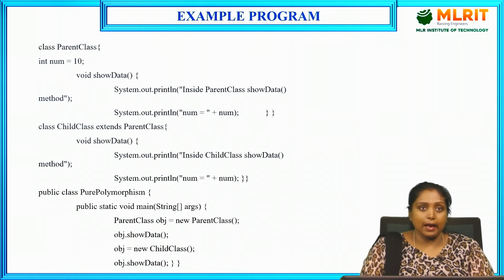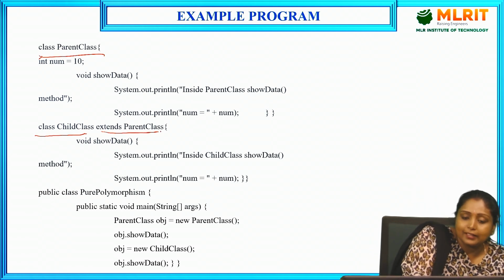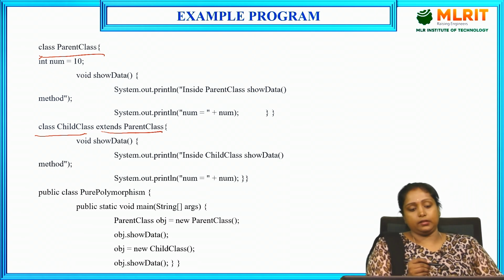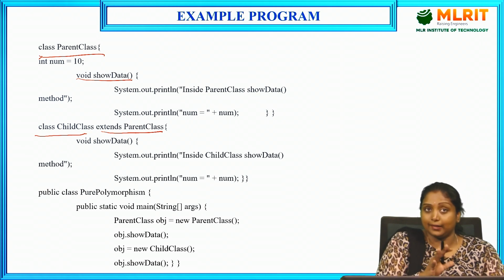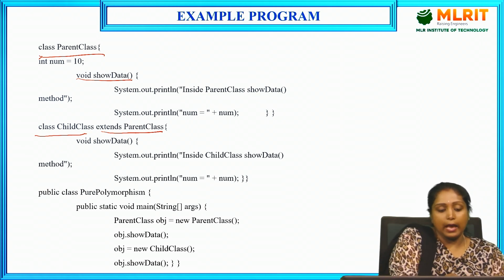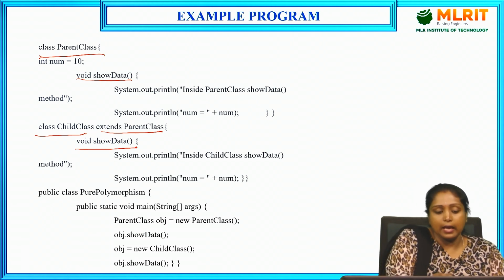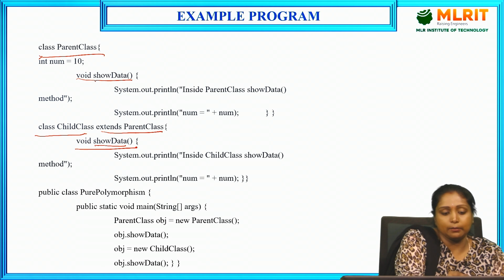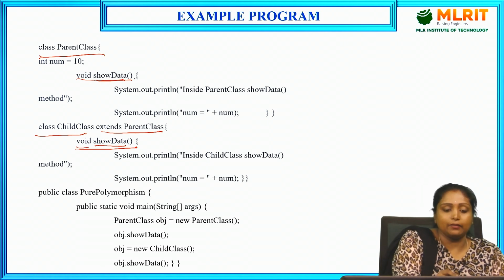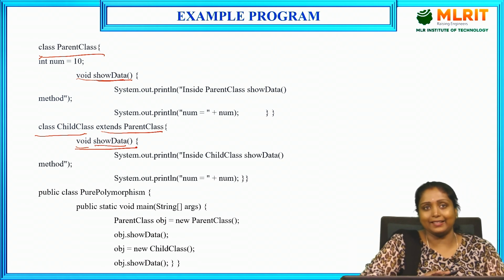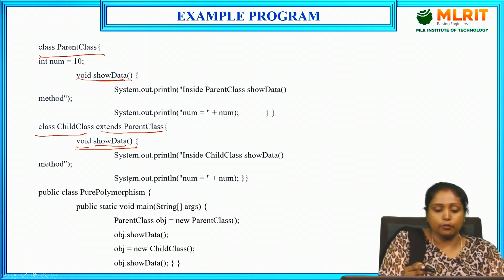Here I am having two classes, one is a parent class and one is a child class which extends the parent class, so single inheritance. The parent class consists of a show data method with no parameters, and in the same way the child class also has the same method: the same method name, the same return type, and no parameters. Exactly the same method is copied in the child class. They differ in the definition, which is a secondary thing.